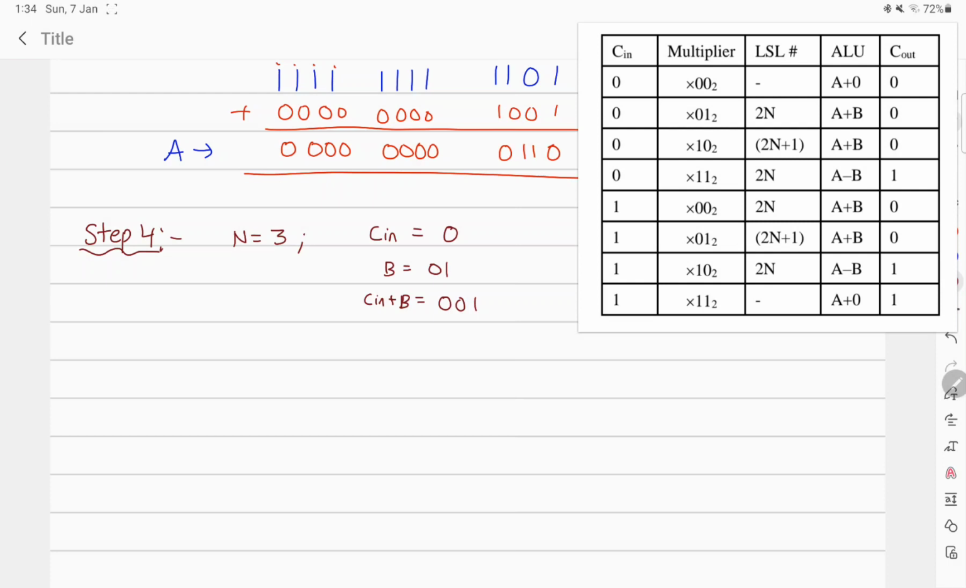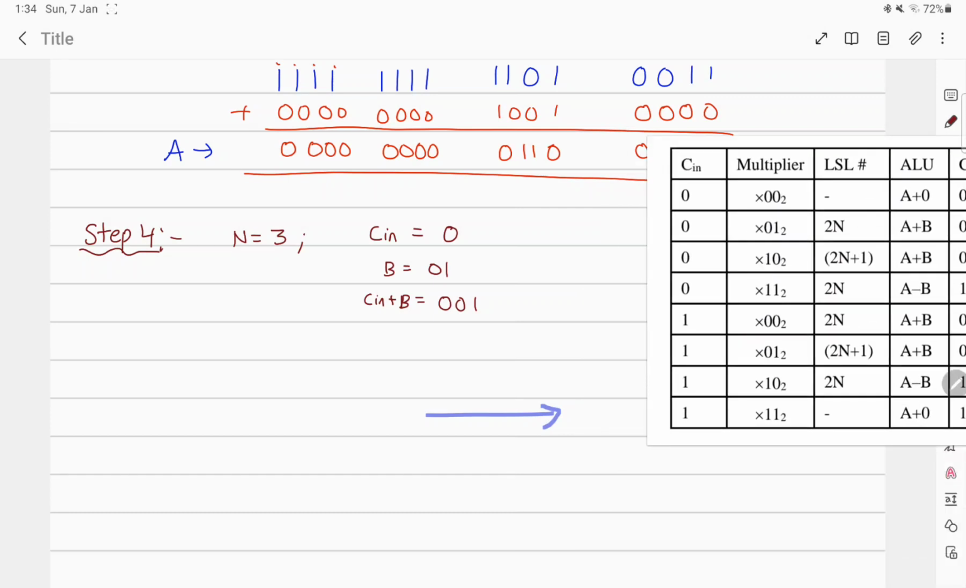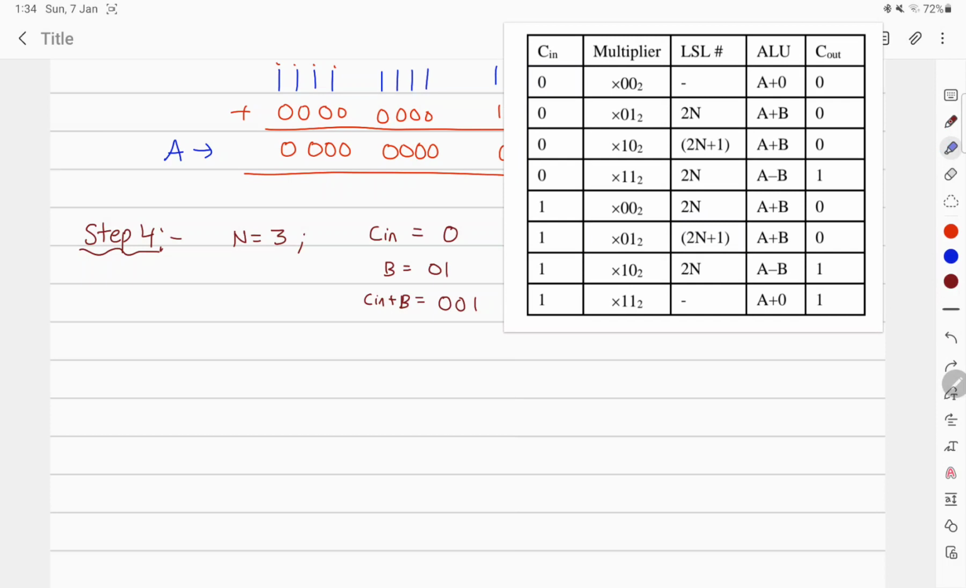So for 0 0 1 in the table, you can see here basically. If you cannot see, I will make good space and tell you. For 0 0 1 in this row, you can check that LSL is 2n, A plus B and C out is 0. So we will use that only. That means for 0 0 1, C out is 0, and LSL is 2n.